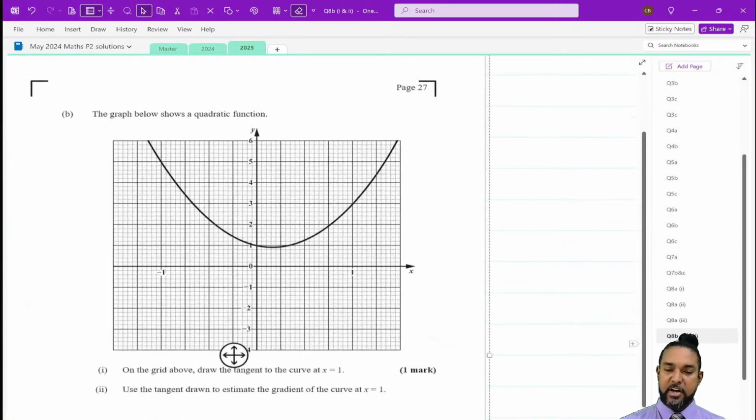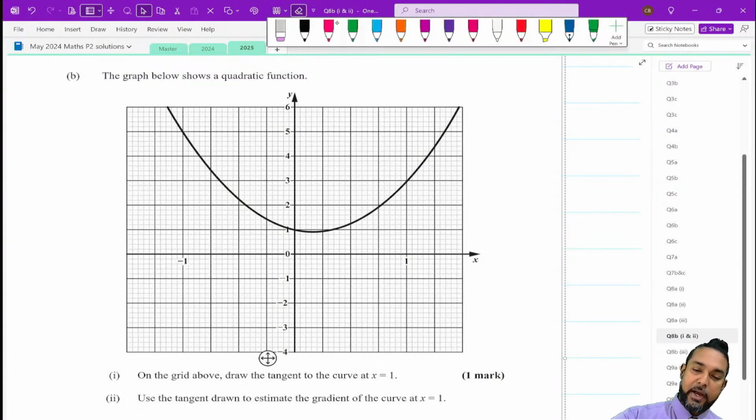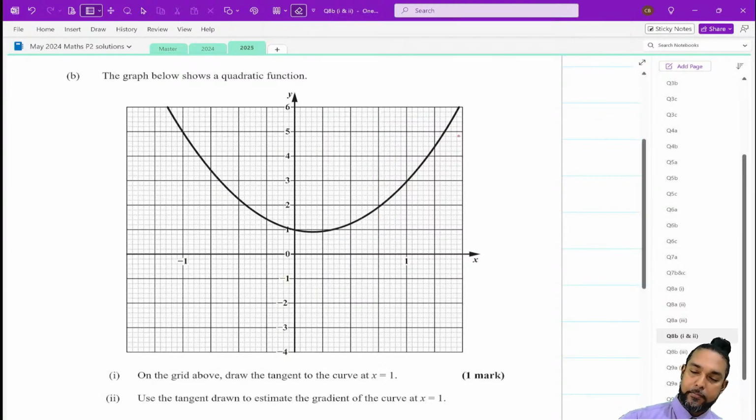Okay, the graph below shows a quadratic function. On the grid above, draw the tangent to the curve at x equal to 1. Okay, a tangent is a straight line that touches a curve at one and only one point. And they wanted it at x equal to 1. So that's this point here. So they want us to draw a line that touches the curve at that point right there.